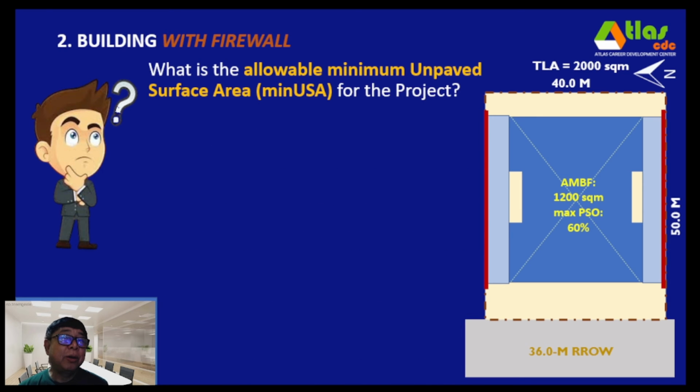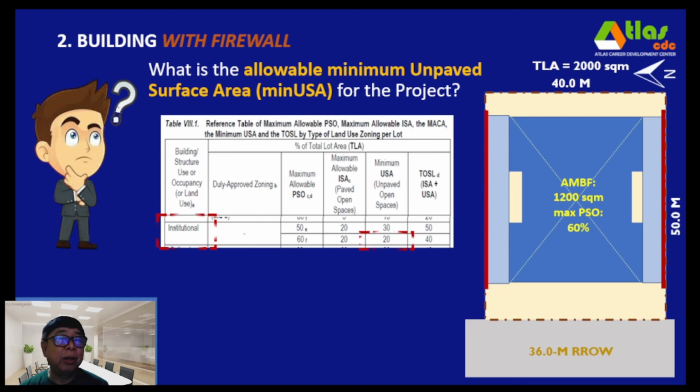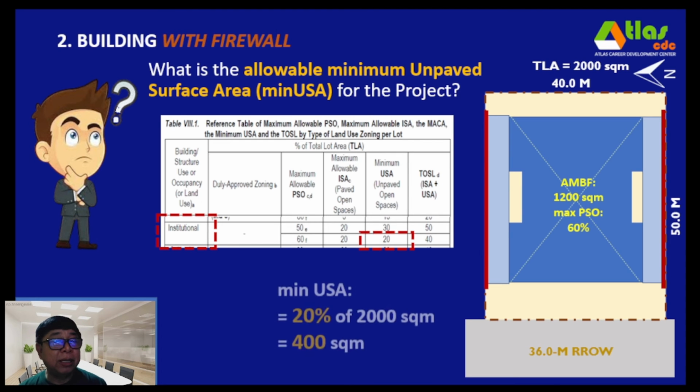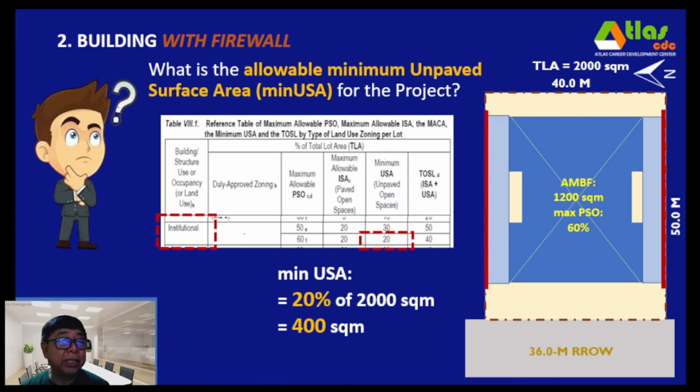Now we compute the allowable minimum unpaved surface area, or minimum USA, for the project. Again, for this one, for the minimum USA, our reference always will be table 8.1. So kung nakalagay dito, institutional minimum USA with firewall is 20% of your TLA na 2,000. No? So therefore, our minimum USA is 400 square meters.